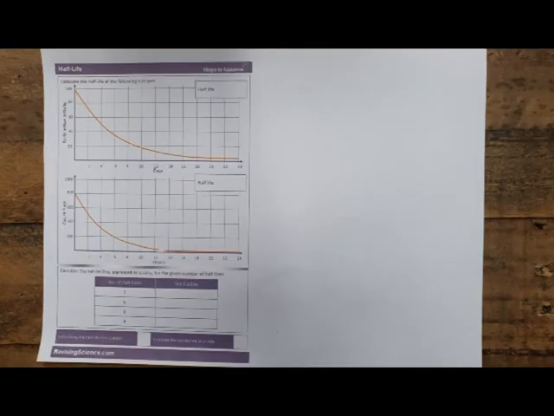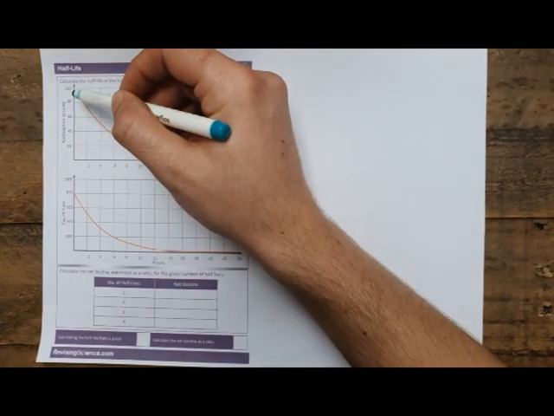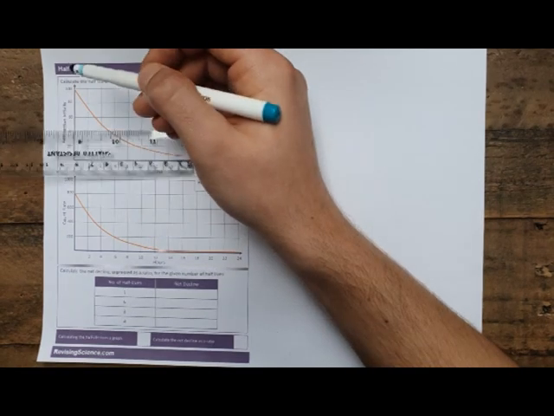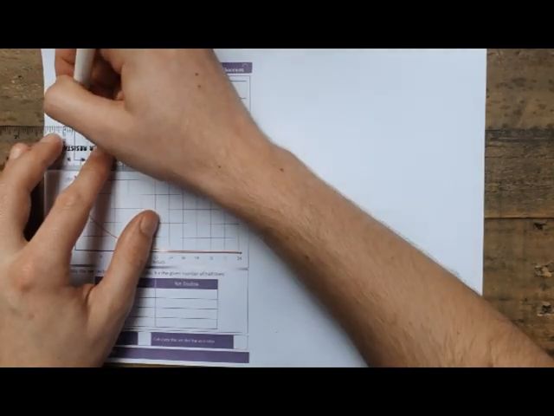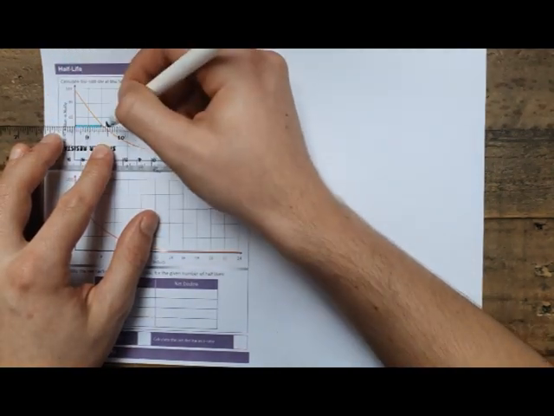Okay, so in our first question here, we need to work out the half-life using the graph. We can see that our start point is at 100. So one half-life would take us down to 50. So we draw a line horizontally across from 50 to where it meets the line.